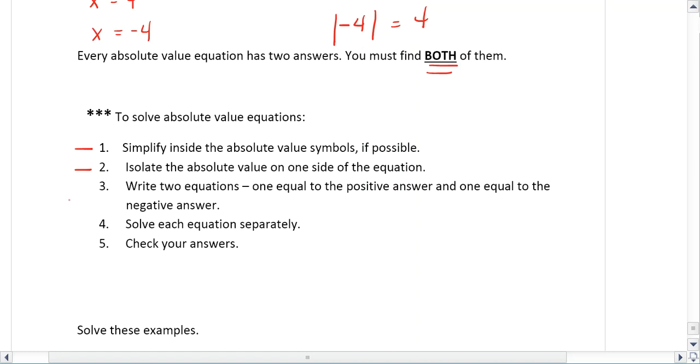After the absolute value is all by itself, here's where you stop and you double your work by writing two equations. One equation is equal to the positive answer and one is equal to the negative answer. We have to do this plus or minus so that we get both solutions. And then you just solve your two equations separately, and it's a good idea to check your answers. So let's look at a few examples using these steps.